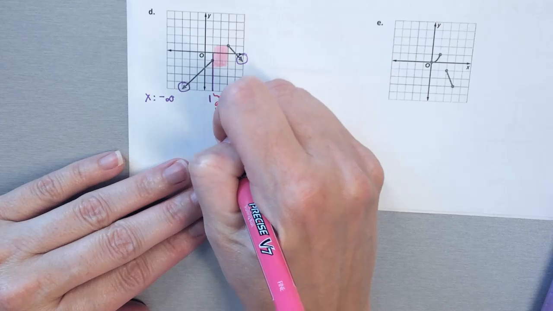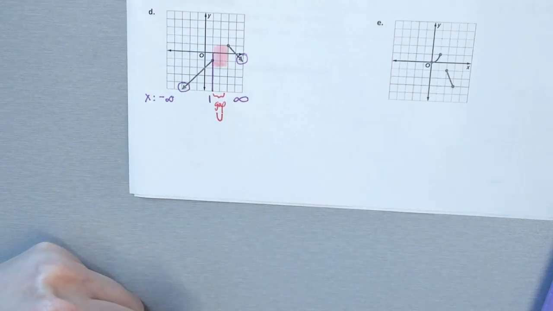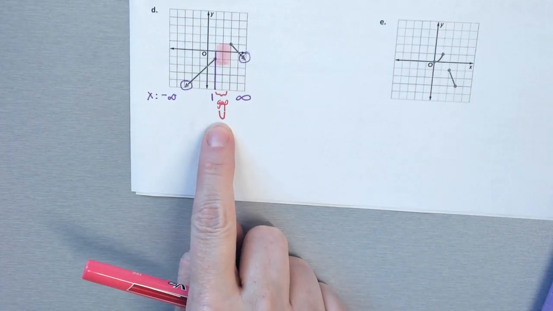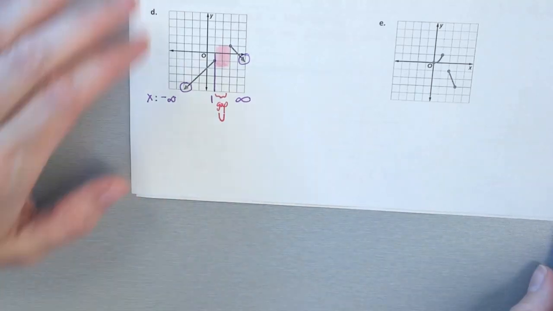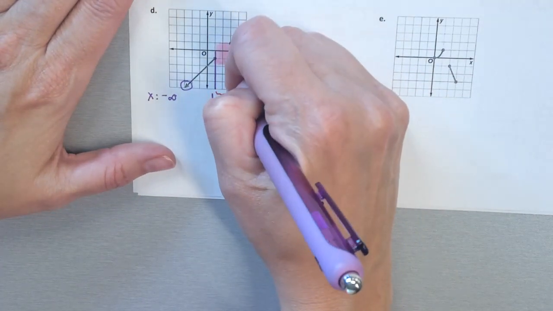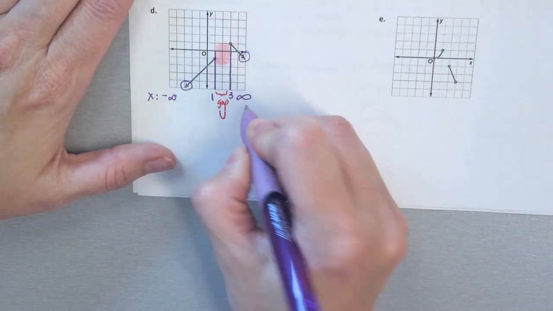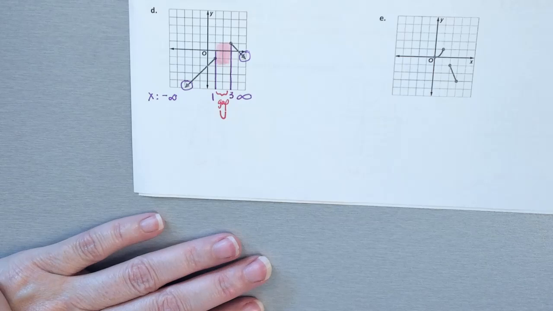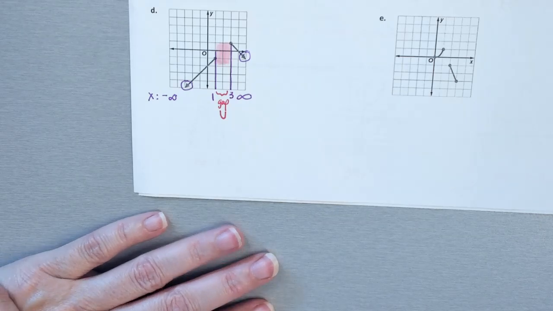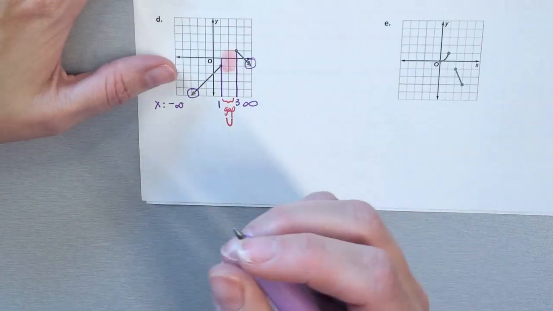And anytime you have a gap, you're going to use a union. So we talked about that last week. The U is the union. And then it's going to pick back up here at 1, 2, 3. And then it's going to go to infinity. Okay, so whenever there is a gap, you are going to use a union.